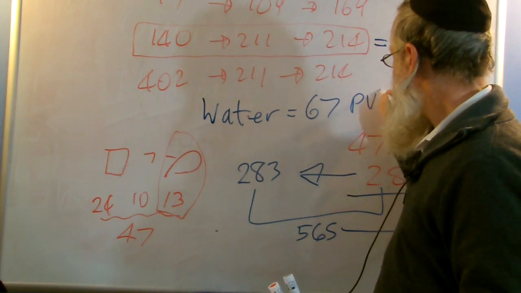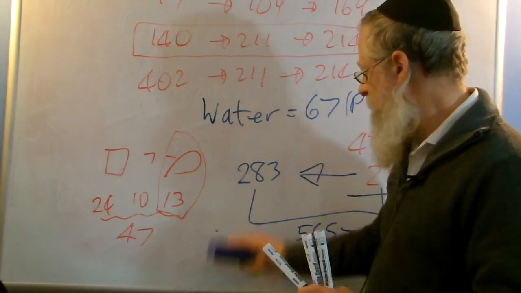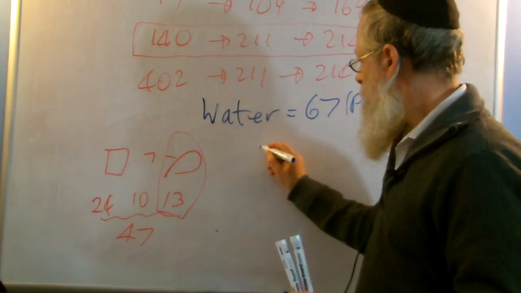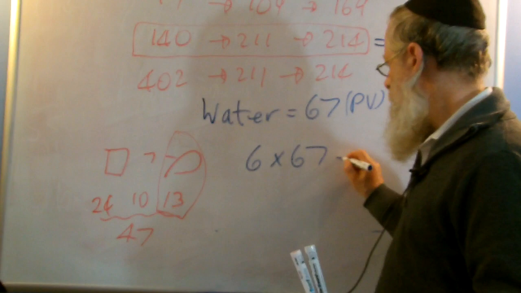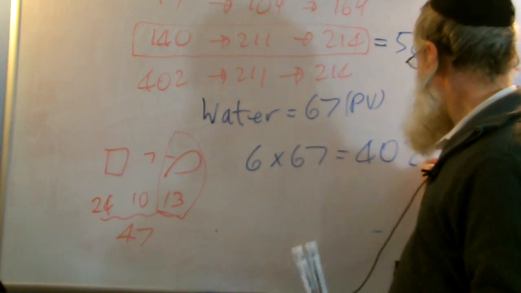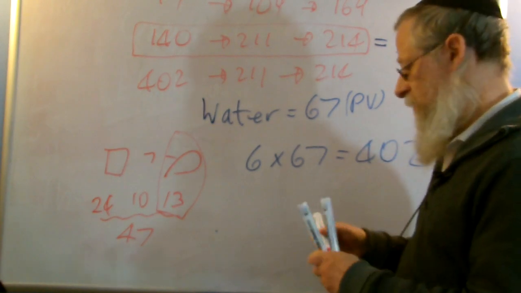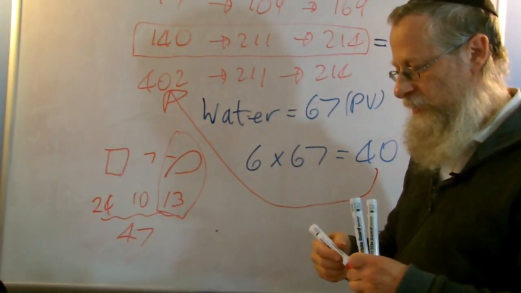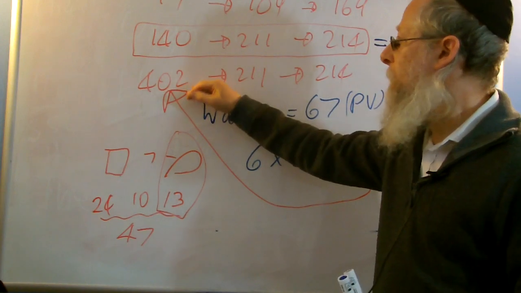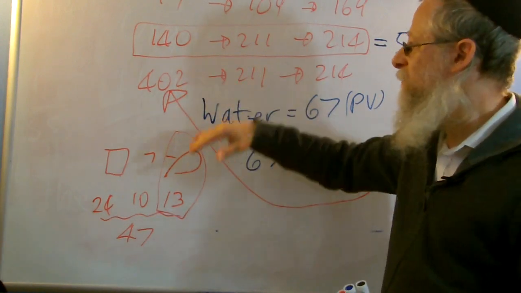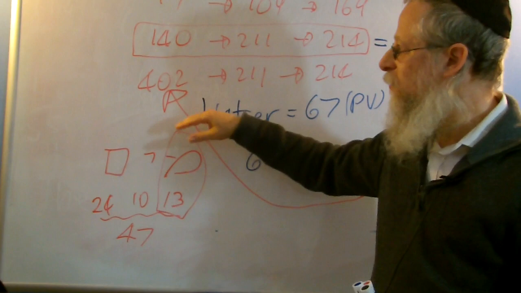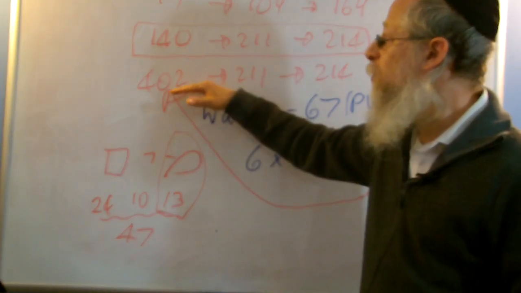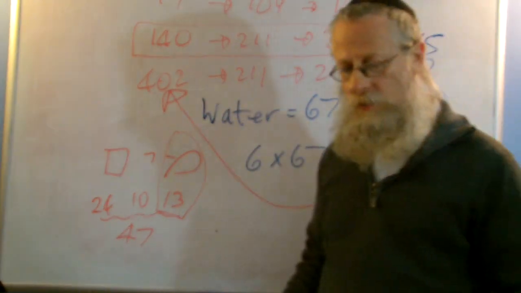Okay, PV. What happens if I multiply that by 6? What do I get then? So 6 times 67 is 402. Lo and behold, that is actually the value of that. So there's a connection of water to the structure of ice as it becomes water. So we see this connection because at this stage it's transforming into water. Ice is no longer solid.